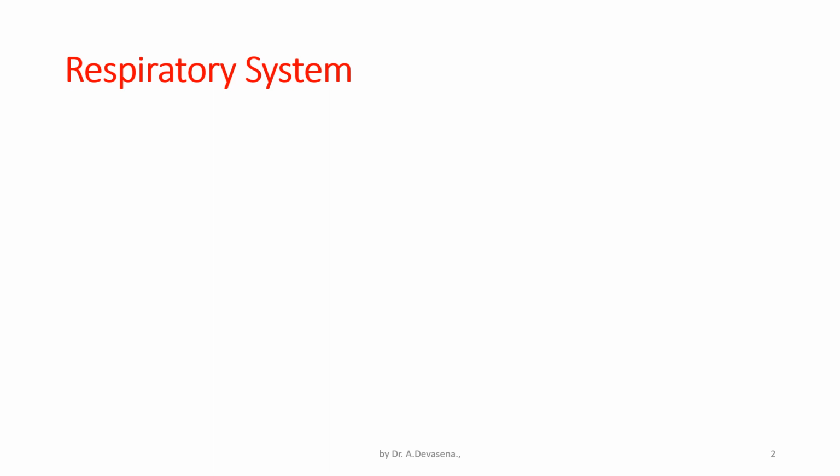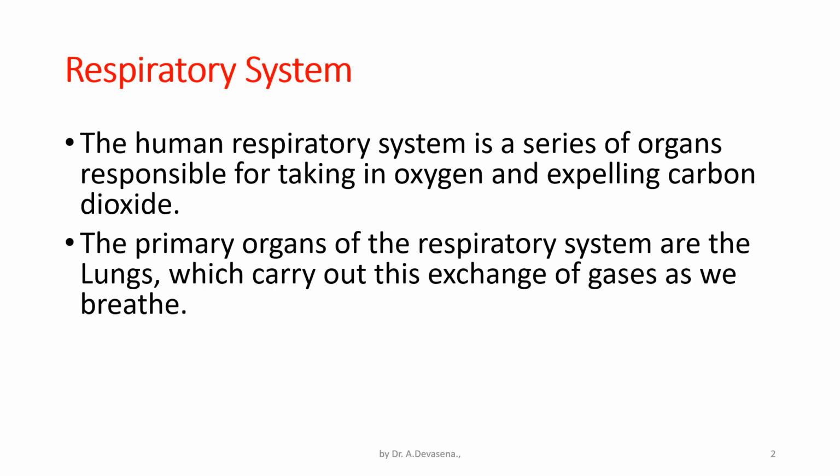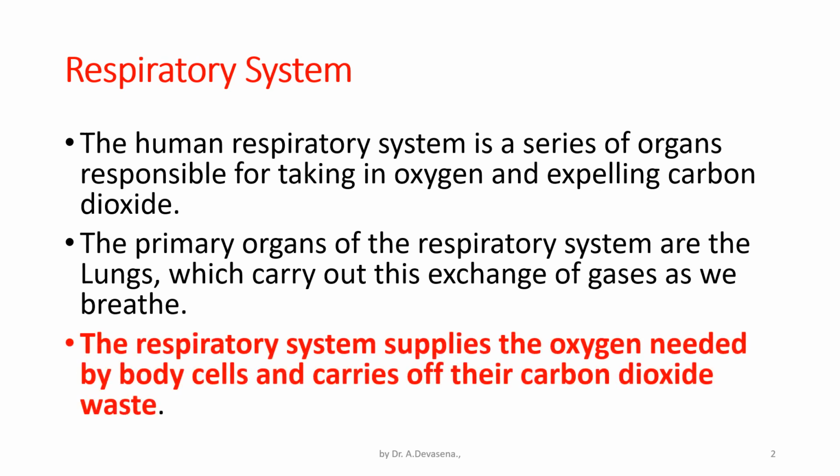Respiratory system. The human respiratory system is a series of organs responsible for taking in oxygen and expelling carbon dioxide. The primary organs of the respiratory system are the lungs, which carry out this exchange of gases as we breathe. The respiratory system supplies the oxygen needed by body cells and carries off the carbon dioxide waste.